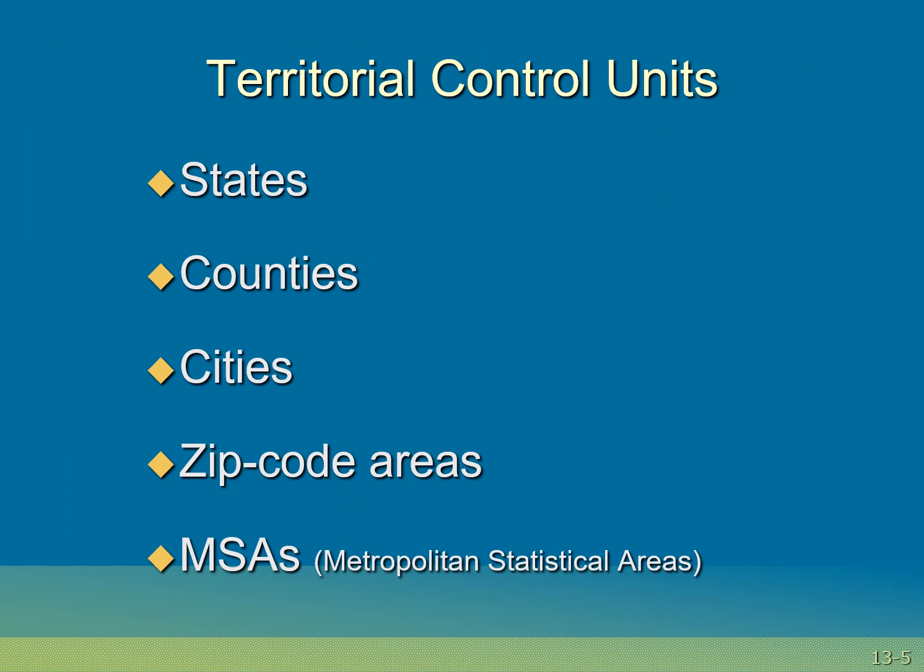We talk about territorial control units. You can use the states. We have 50 states in the United States: 49 contiguous, continental U.S. plus Hawaii. Okay, the 50 states.